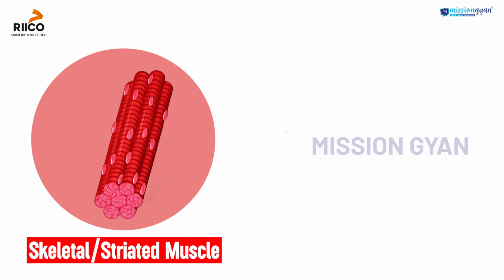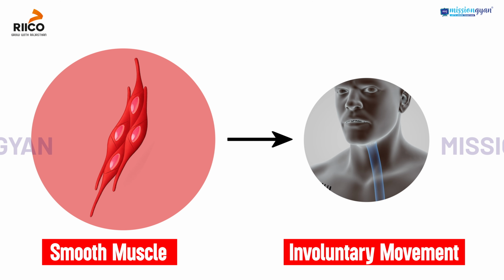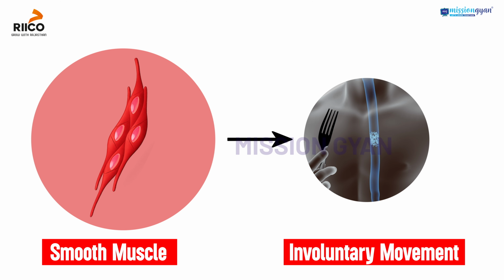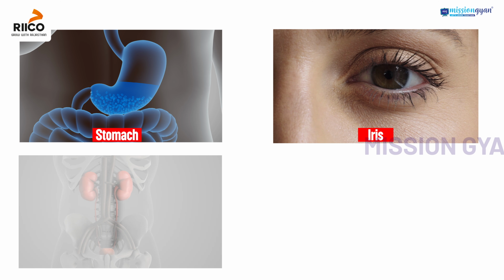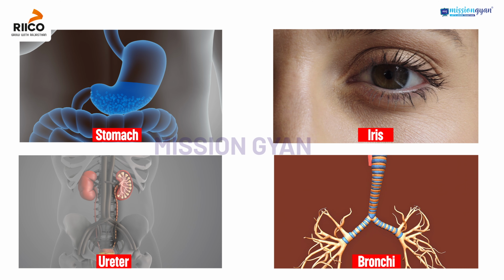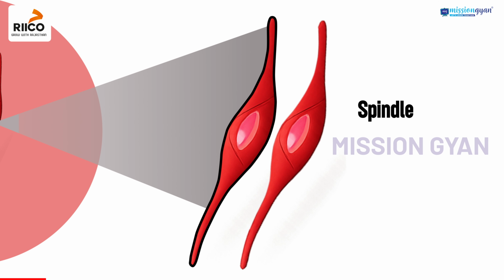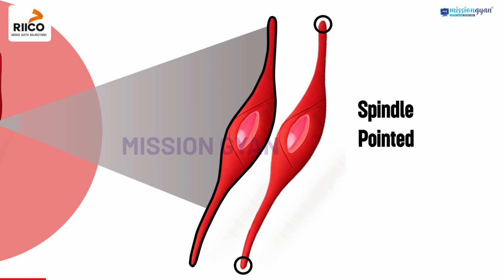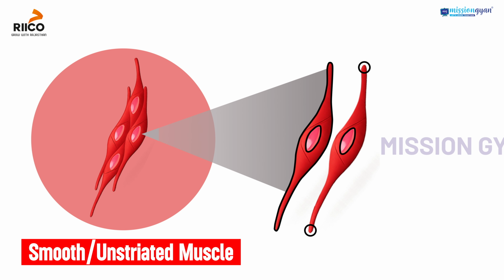Now, let's move on to smooth muscles, which control involuntary movements. They are found in the stomach, iris of the eye, ureters, and bronchi of the lungs. Their cells are spindle-shaped, pointed at both ends, and uninucleate. These muscles do not show light and dark bands, so they are also called unstriated muscles.